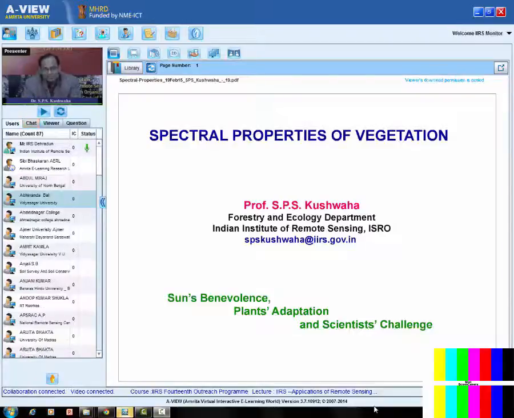Now, spectral properties of the features on Earth's surface are so unique that it takes some time for a beginner to understand as to what exactly it's all about. In the backdrop, if you see, the major benevolent body in the space is Sun, and Sun keeps beaming the energy towards all planets in space, including the Earth, and Earth receives only a fraction of that.